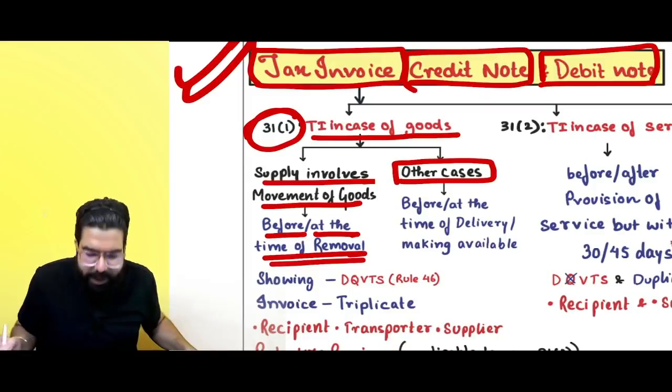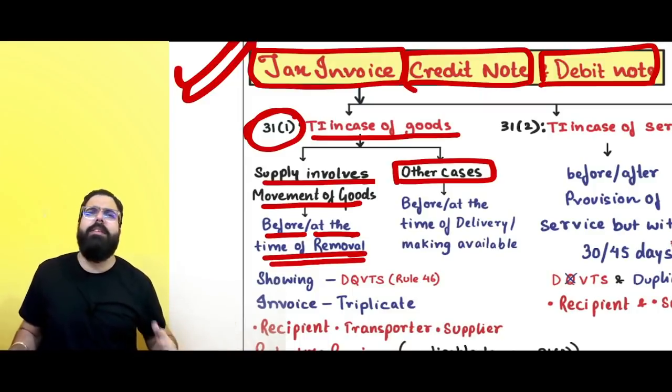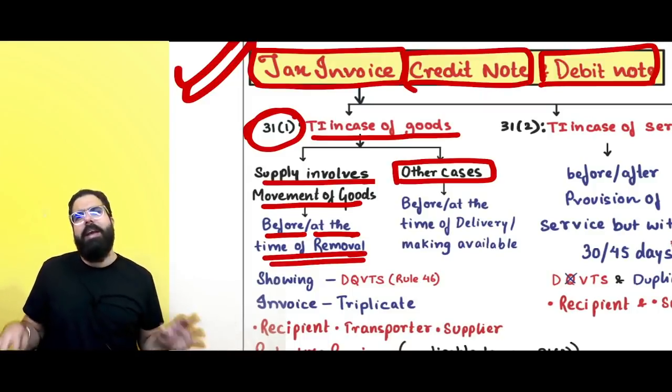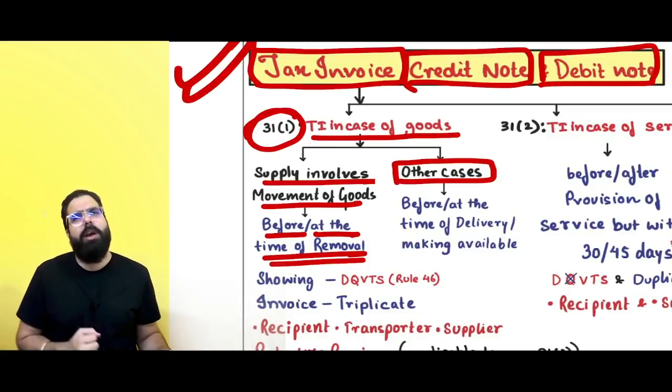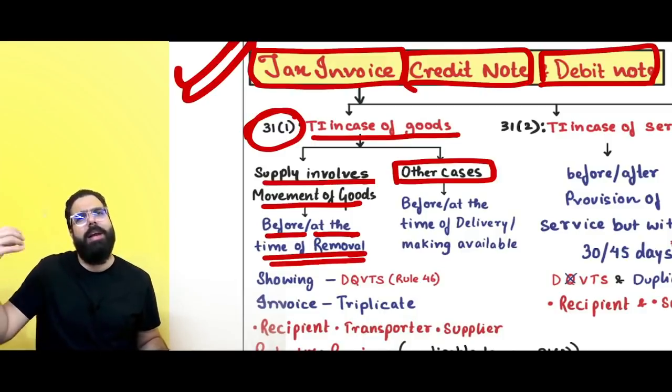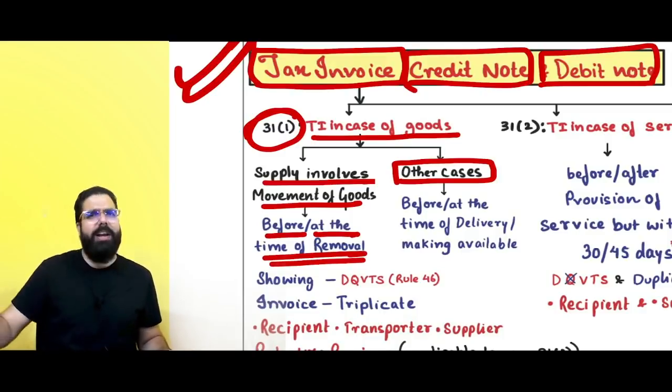Any other case means, sir, where the supply does not involve movement, might be I am selling my whole building. In the building there is a machine which is there. Machine also I am going ahead and selling. You told, sir, leave the machine as it is where it is condition. There is no movement. As it is where it is, I sold the machine.